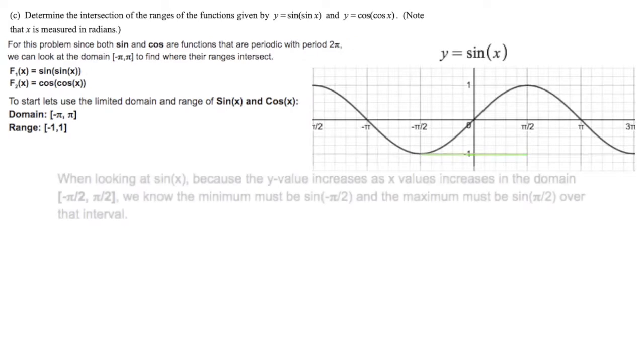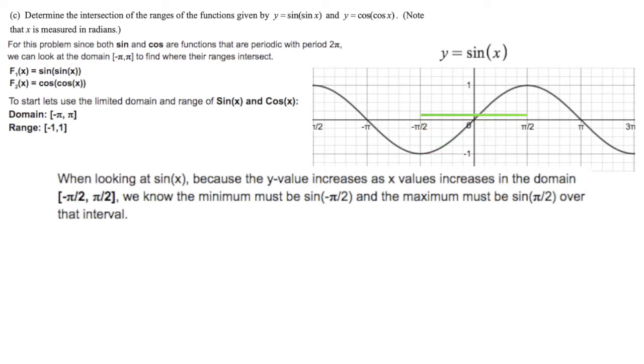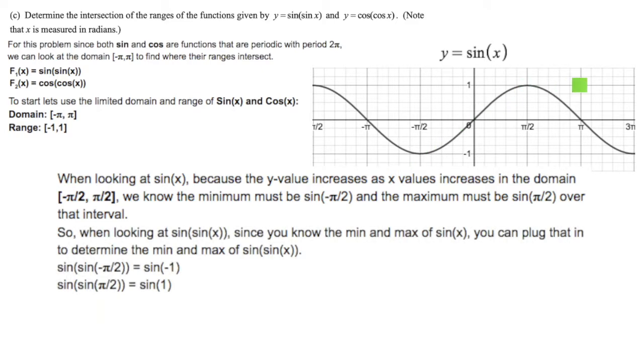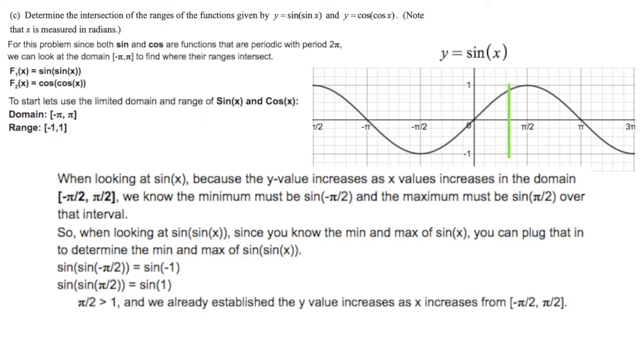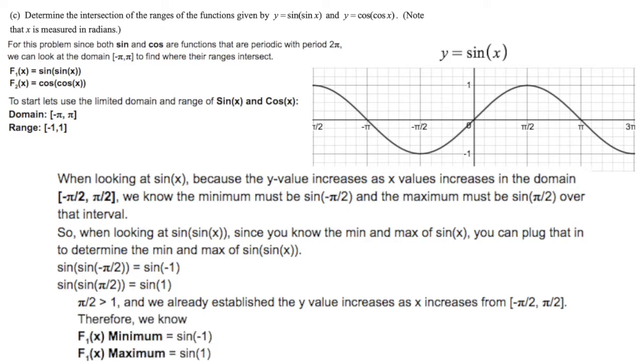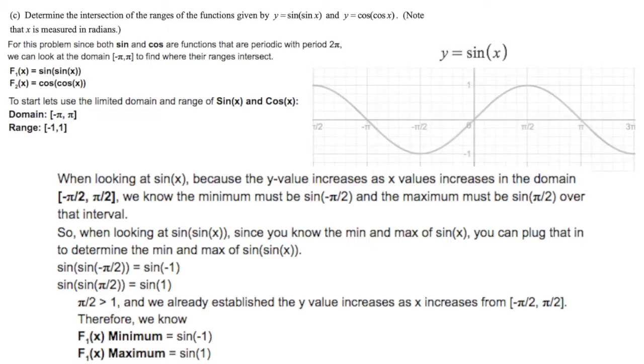When looking at sine x, because the y values increase as the x values increase in the domain negative pi over 2 to pi over 2, the minimum must be sine of negative pi over 2 and the maximum must be sine of pi over 2 over that interval. So since you know the min and max of sine of x, you can plug that in to determine the min and max. So sine of negative pi over 2 equals negative 1, and sine of pi over 2 equals 1. Pi over 2 is greater than 1, and we already established that the y value increases as x increases from negative pi over 2 to pi over 2. Therefore, we know that the minimum of f1 of x must equal sine of negative 1, and the maximum of f1 of x must equal sine of 1.